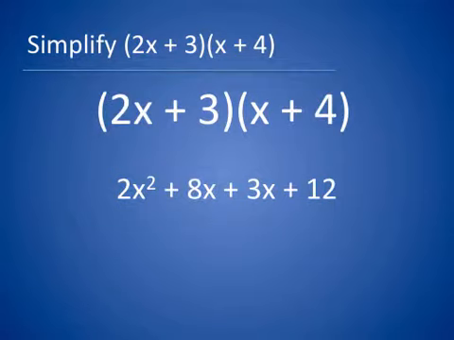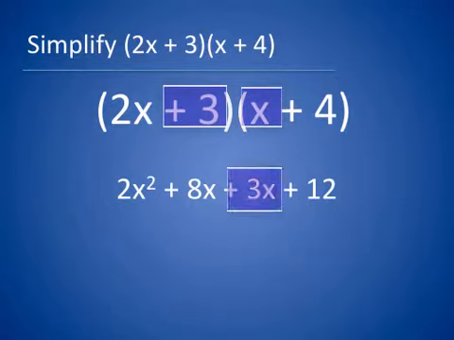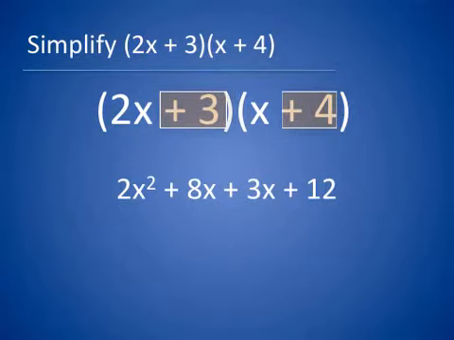When you look at the inner terms, you have a positive 3 and an x. When you multiply those together, you get 3x. For the last terms in the binomial, there's a positive 3 and a positive 4. When you multiply those, you end up with positive 12.